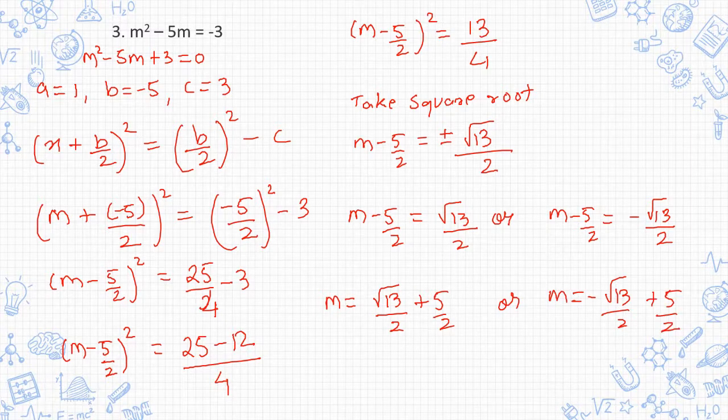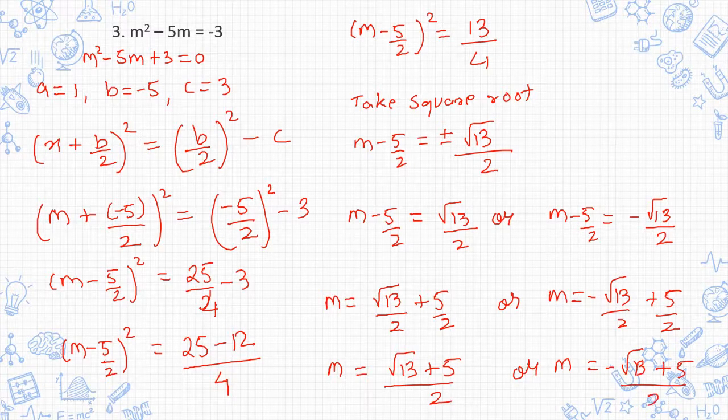Now in both the cases, they have the same denominator. So you can just write it like this: root 13 plus 5 upon 2, or m is equal to minus root 13 plus 5 upon 2. So the roots of the quadratic equation are root 13 plus 5 upon 2 or minus root 13 plus 5 upon 2.